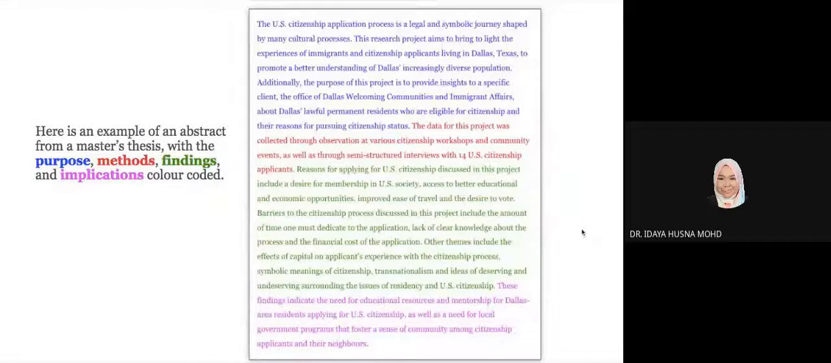All right, here's the answer. So what you have mentioned just now is actually the implication, and the findings start from the reasons for applying for U.S. citizenship until this part here. So these are the segregation of the purpose, method, findings, and implication that should be in an abstract. Thank you, Mr. Haruna.